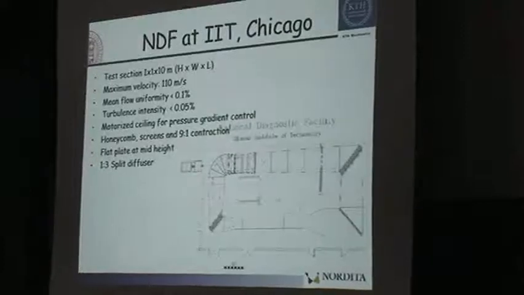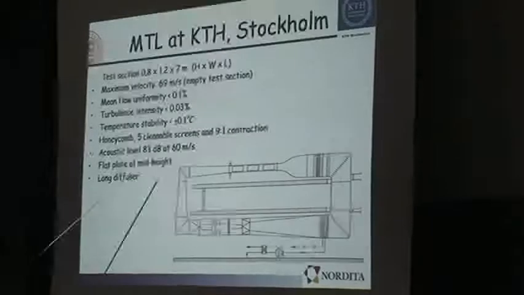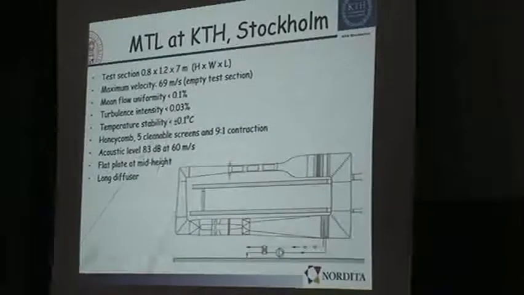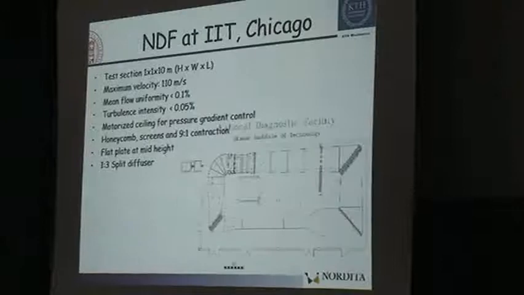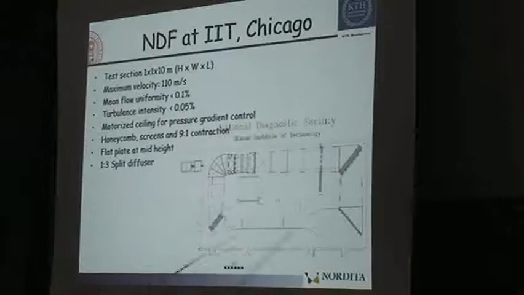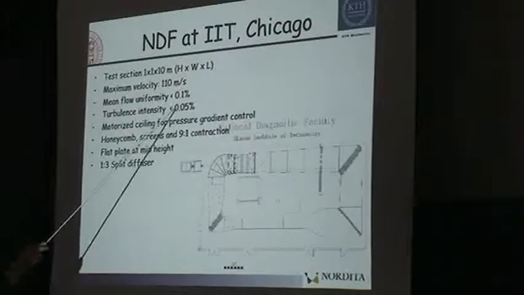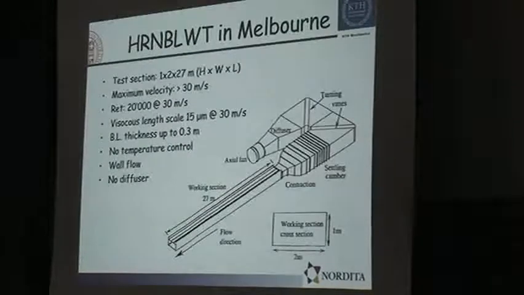Now, another example, this is the NDF at Chicago. To say one thing here, we can see that the turbulence intensity is extremely low, something like 0.03%, and the mean flow uniformity is also very high. Now, this is another example in Chicago, of fairly similar design. The only thing that changes is the type of test section it uses. As you can see, the flow uniformity and the turbulence intensity are very similar. These are two very good facilities for turbulence measurement.